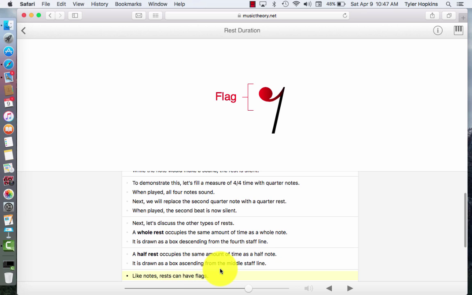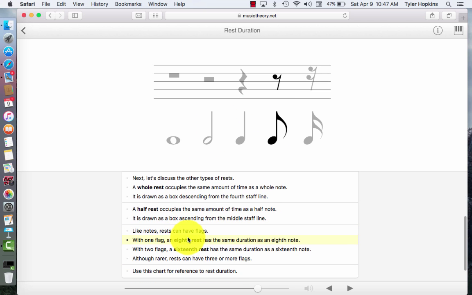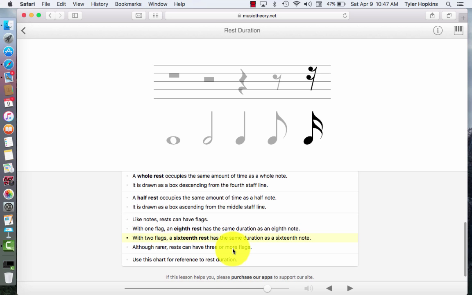Like notes, rests can have flags as well. As you can see here, we have the flag on the stem. With one flag, an eighth rest has the same duration as an eighth note. Notice that they both have flags. One has a flag here, one has the flag here. With 2 flags, a 16th rest has the same duration as a 16th note. As you can see, they both have 2 flags.